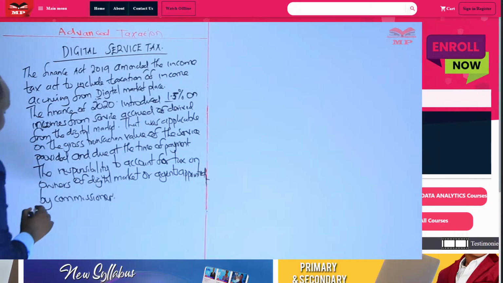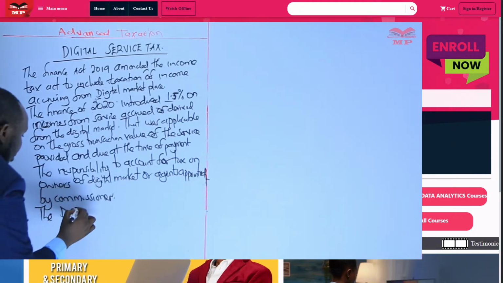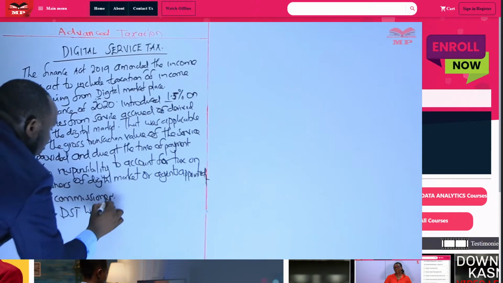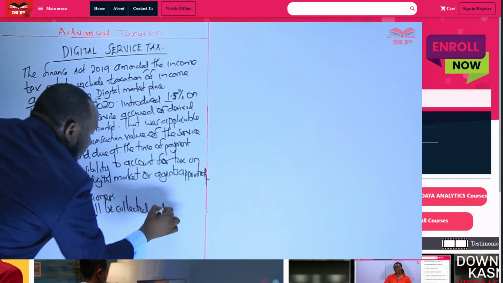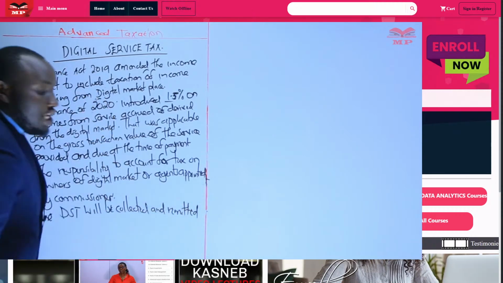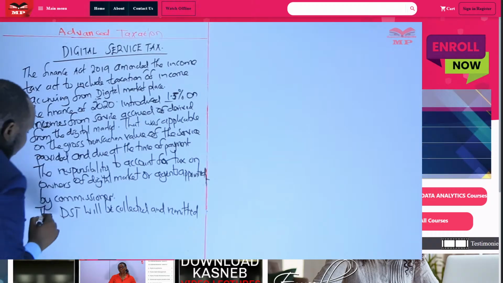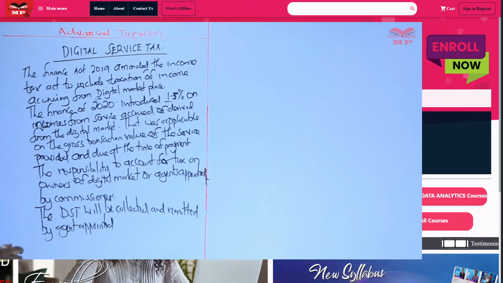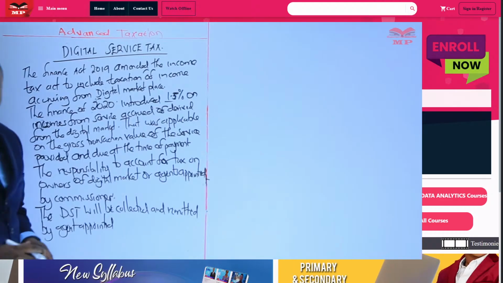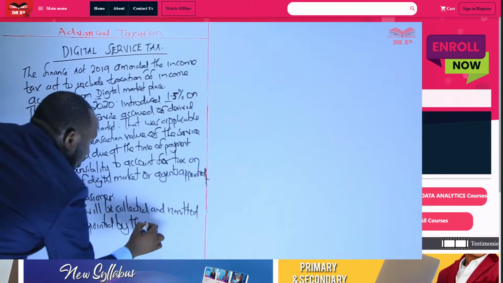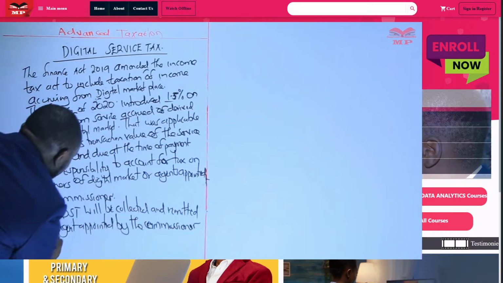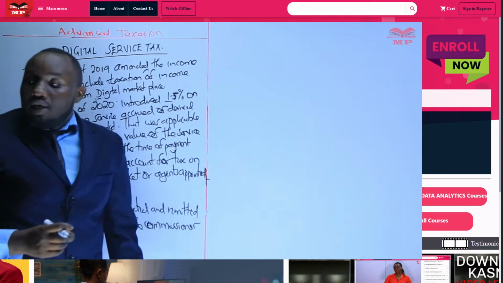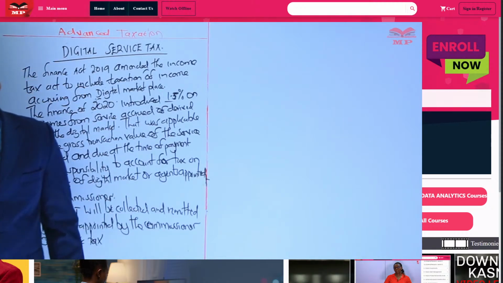But very important, we know that the DST, that is the digital service tax, will be collected and remitted by agents appointed by the commissioner of domestic tax, remitted by the agents appointed by the commissioner.